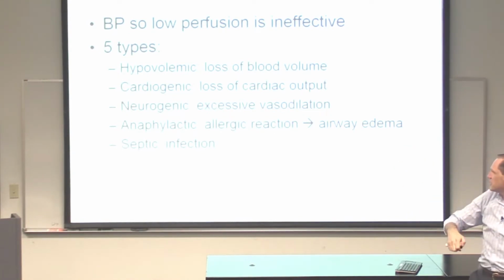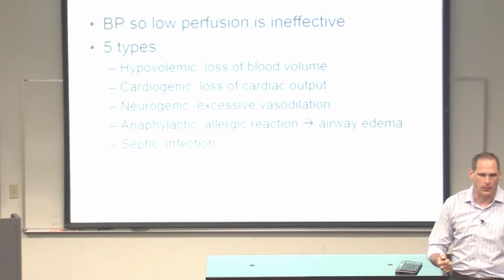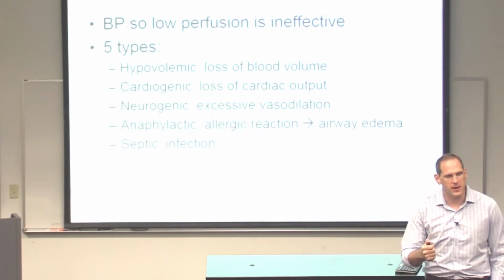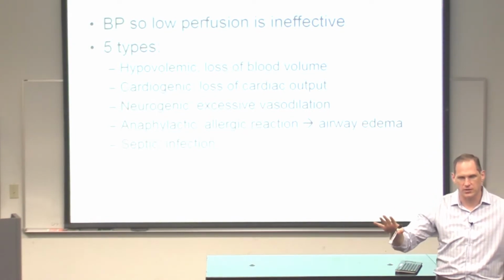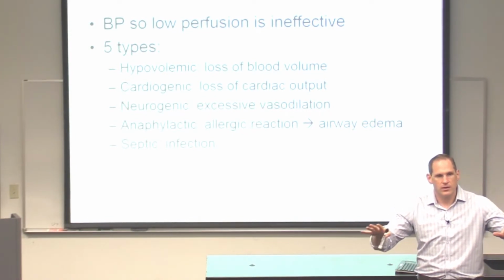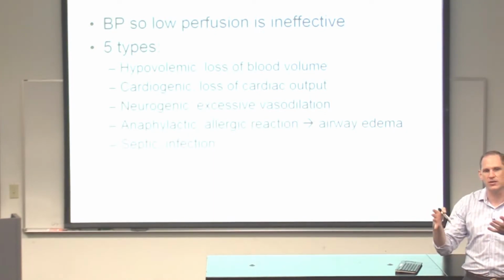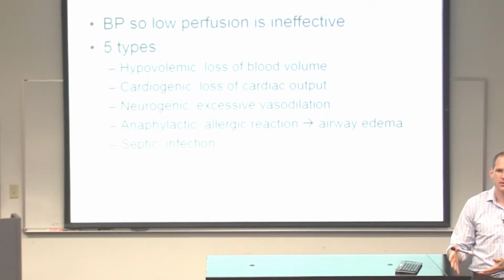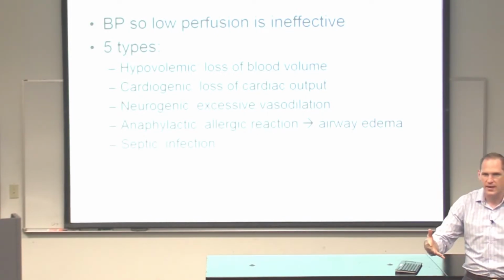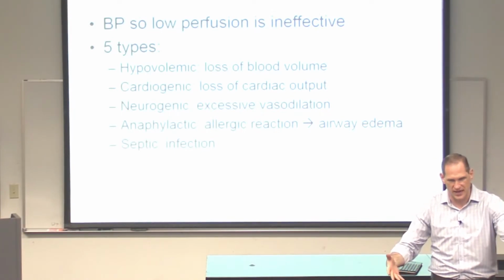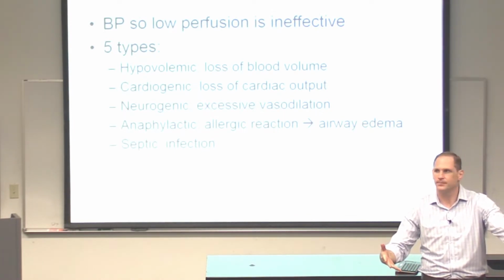Next one is cardiogenic shock, which is loss of cardiac output. Now, remember we talked about the difference between acute and chronic heart failure? Acute heart failure is technically cardiogenic shock. So the patient's heart is suddenly not producing enough blood output, and if you don't reverse that, your patient's going to die quickly.